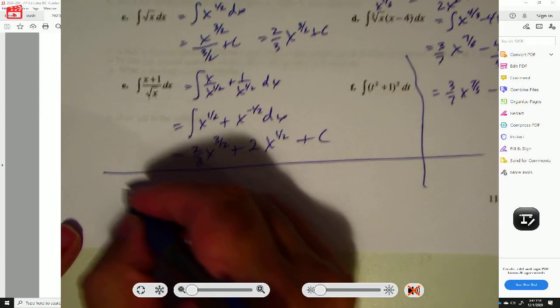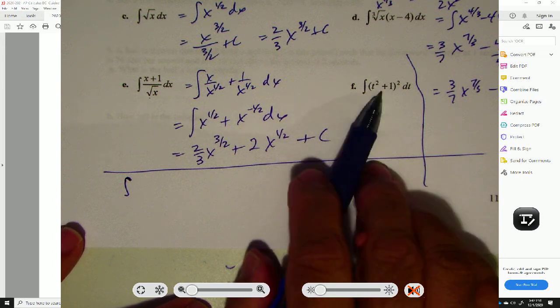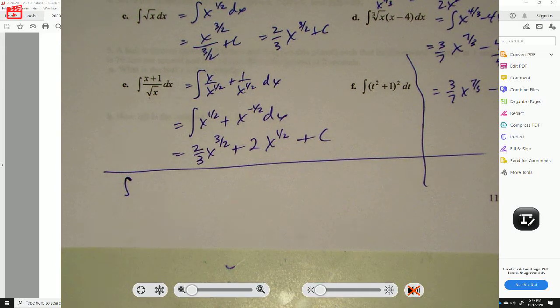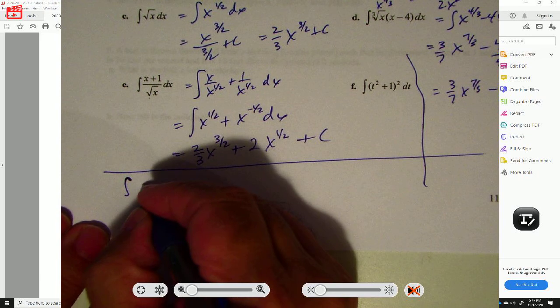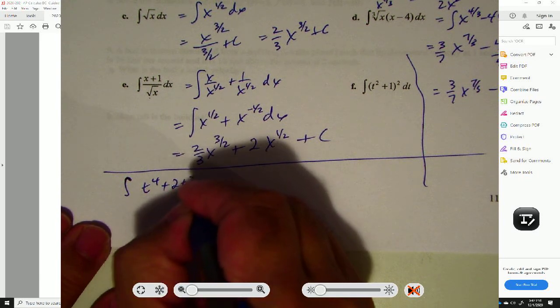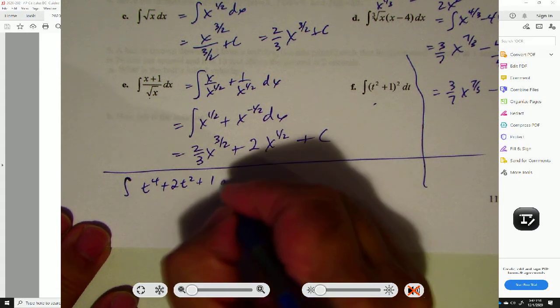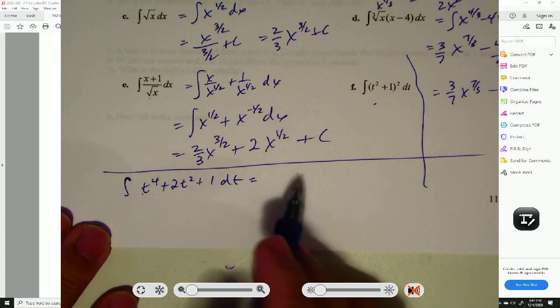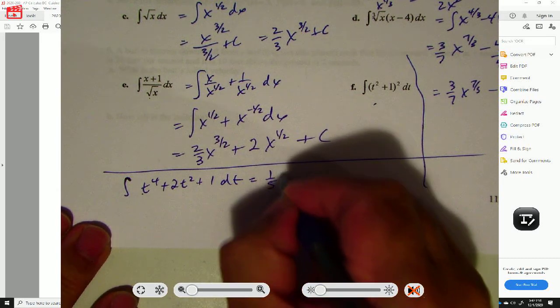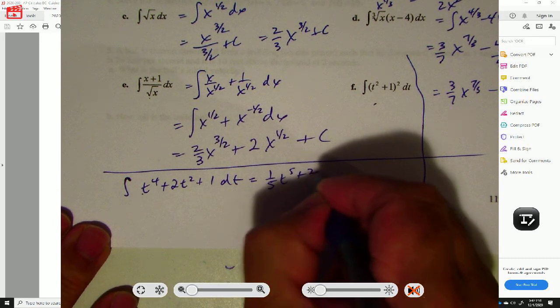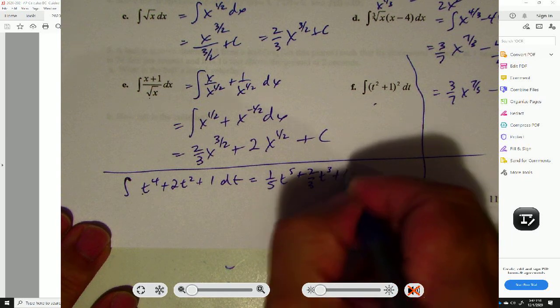All right, so integral. There is no chain rule. Actually, I'm sorry, there is a chain rule, but even the chain rule doesn't fit for this. So what we're going to do is expand it. So that's going to be t to the 4th plus 2t squared plus 1. If I square t squared plus 1, that's what I get. And go ahead and do the power rule. So that's 1/5 t to the 5th plus 2/3 t to the 3rd plus t plus the constant.